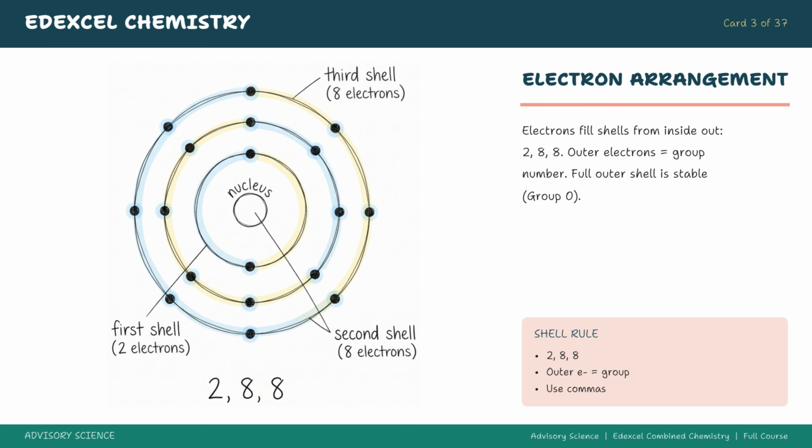When asked to draw or write an electron configuration, always use commas between the shells, like 2, 8, 1 for sodium. Examiners deduct marks for writing 281 as one number.